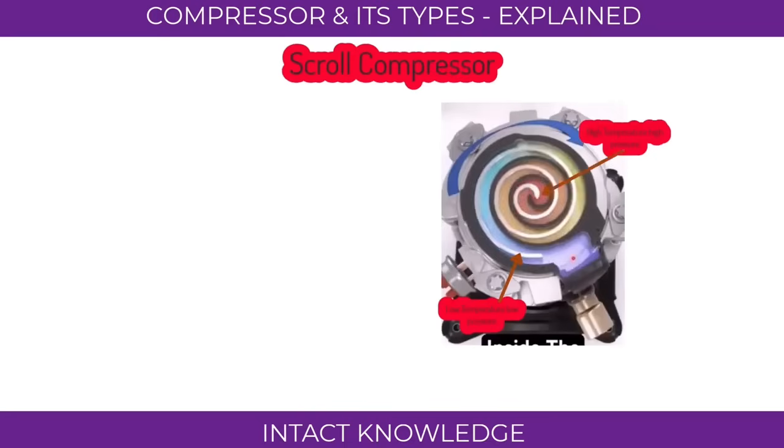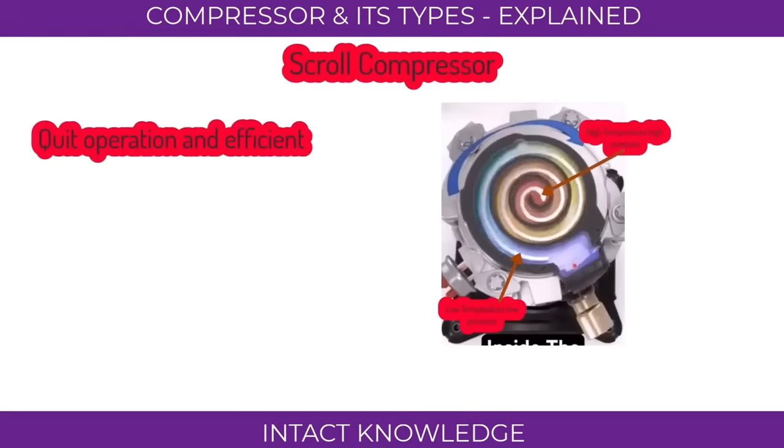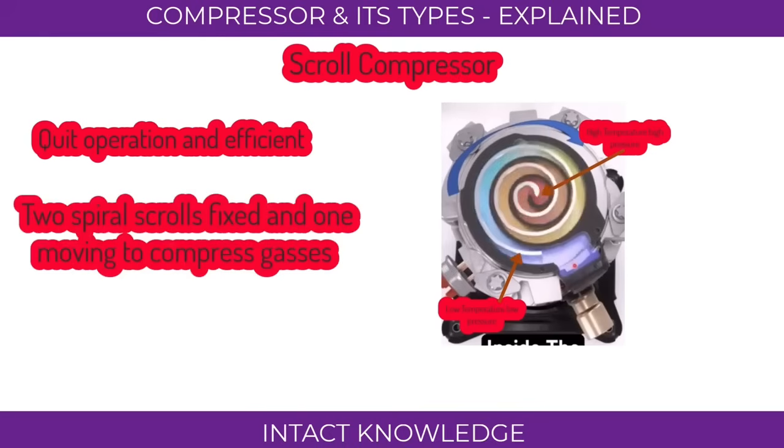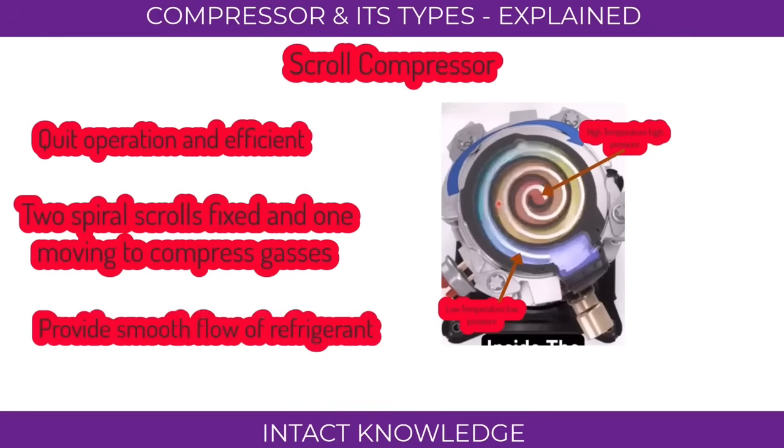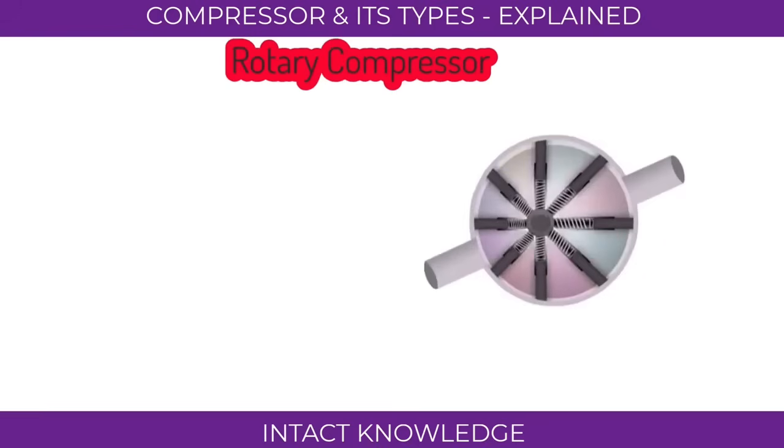Scroll compressor. It is known for its quiet operation and efficiency. It uses 2 spiral-shaped scrolls, one stationary and the other moving, to compress the refrigerant. This unique design reduces noise, increases reliability, and provides a smooth flow of refrigerant, making it ideal for residential and commercial HVAC systems.